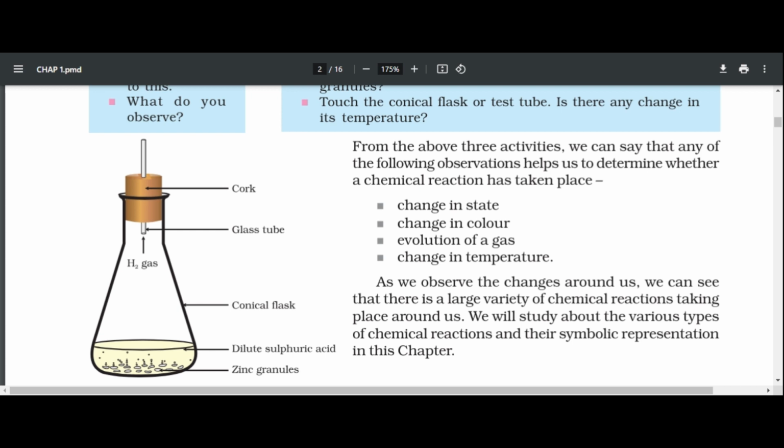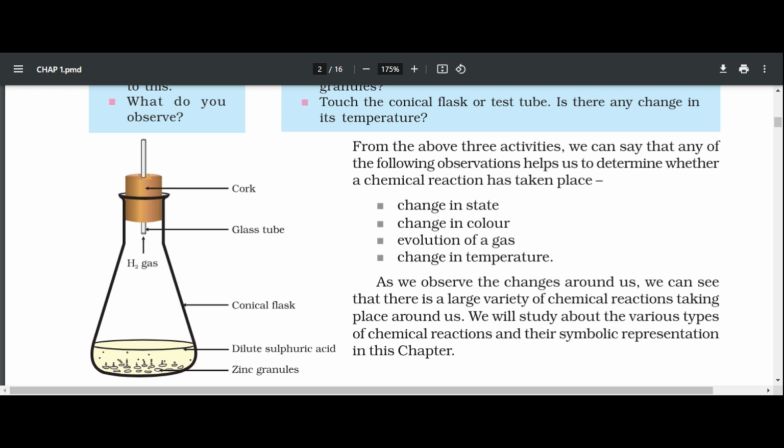From the above three activities, we can say that any of the following observations help us to determine whether a chemical reaction has taken place. Number one, change in state. Number two, change in color. Number three, evolution of gas. And number four, change in temperature.